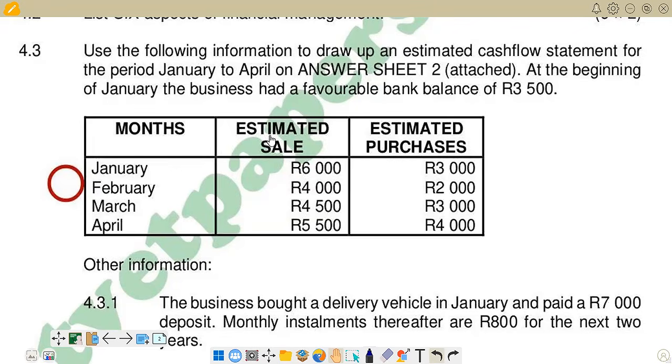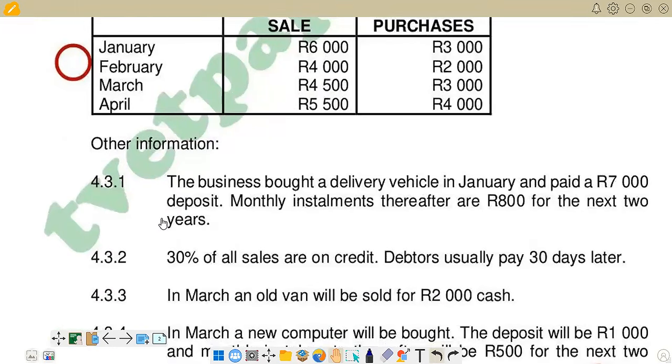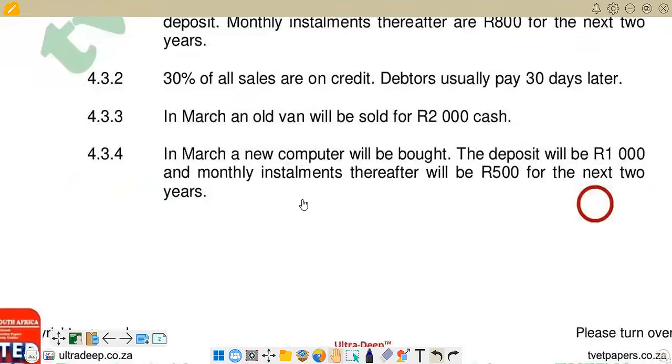Then we go to the table that we are given. We are given the months, and then one column represents estimated sales and the other estimated purchases. So let's go down to see what the additional information says about information that needs to be transferred to the cash flow statement. The first one, 4.3.1, reads: the business bought a delivery vehicle in January and paid a 7,000 Rand deposit, and then a monthly instalment thereafter of 800 Rands for the next 2 years. Then we need to adjust for that one. We also have other adjustments, so we are going to move down the adjustments that we have there.